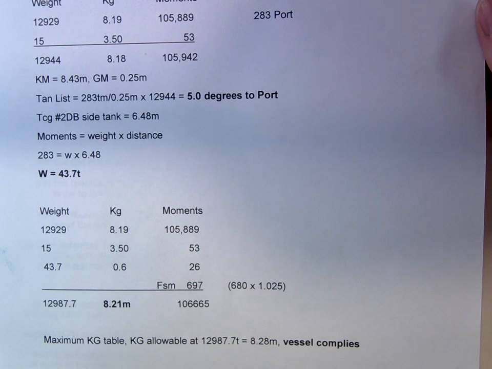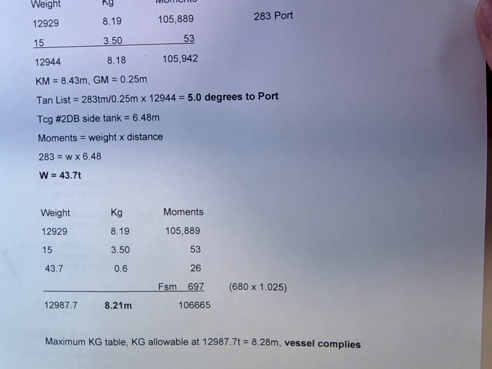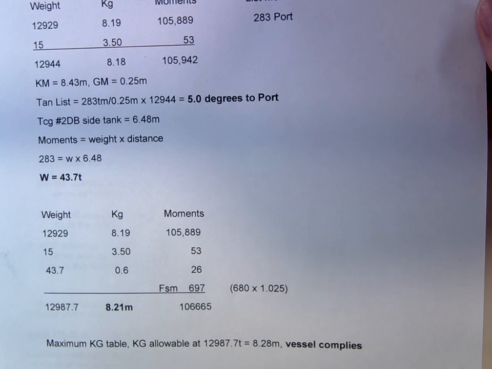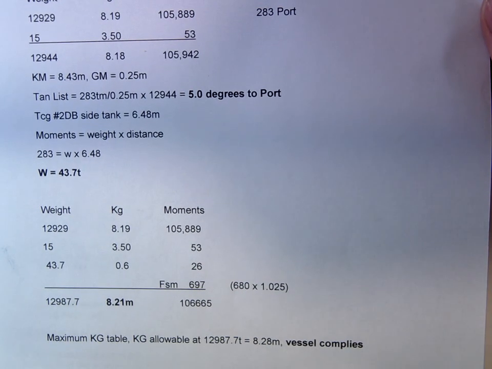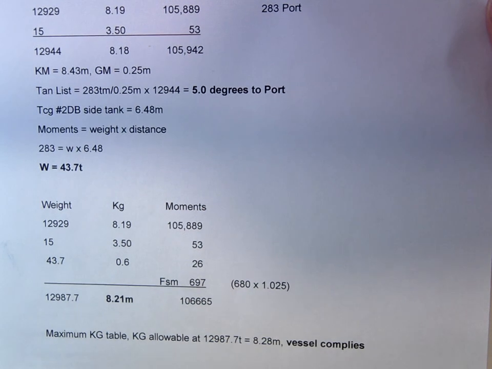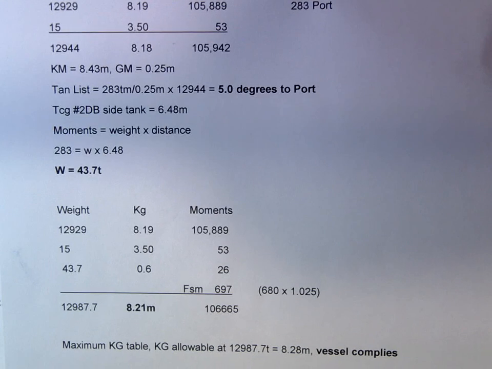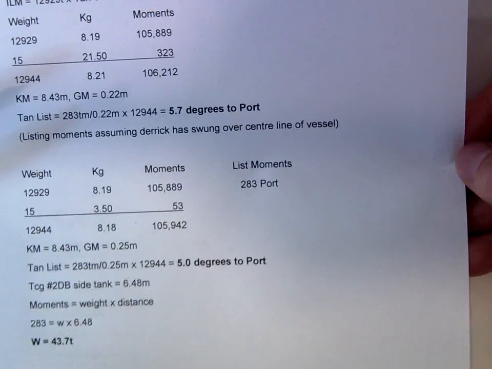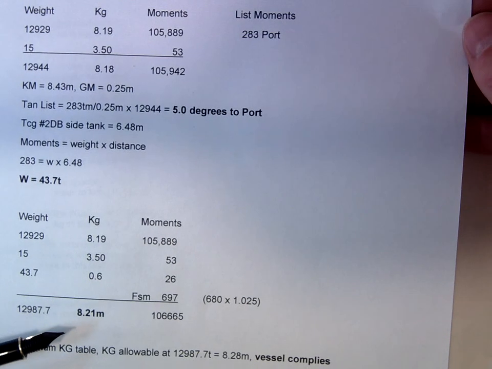And the last part, does it comply? Well, that's the simplified maximum KG table. We're just simply going, and the KG allowable at our displacement is 8.28. Therefore, the vessel comfortably complies. So that's how we would answer the first question. A couple of tricks there. First one, of course, when would the angle of list be maximum? And the second one, not forgetting your free surface moments.